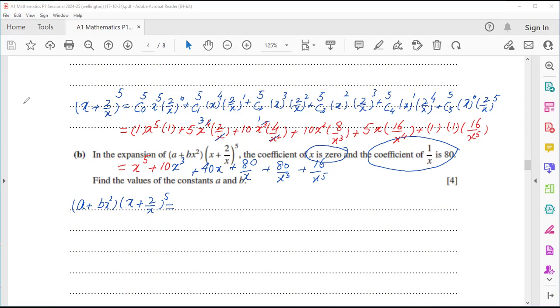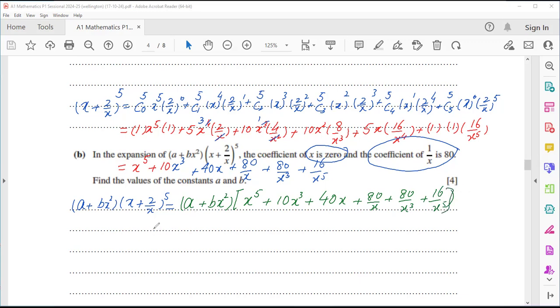One answer already you have. The second you have to apply over here. I will use, suppose, the green color. So a will be as it is, plus b will be as it is, x square will be as it is. Now you have to write the answer of this x plus 2 by x raised to power 5 in the expansion. The first one, we have x raised to power 5 plus 10x raised to power 3. If I'm not wrong, 40x plus 80 over x, and plus 80 over x cubed. The last one is 16 over x raised to power 5.